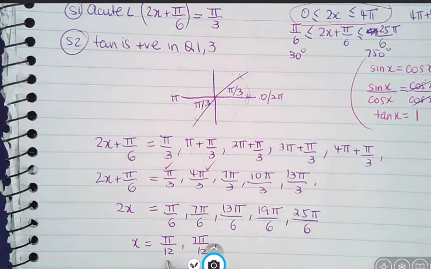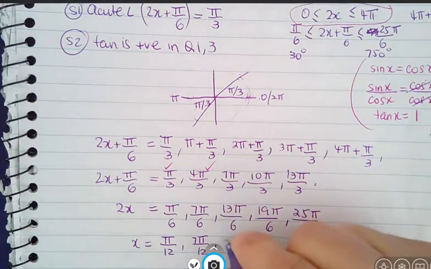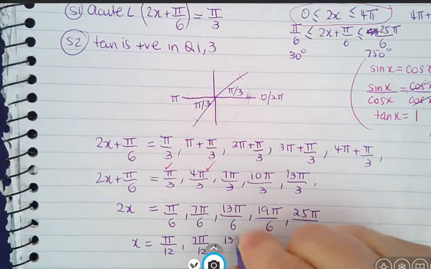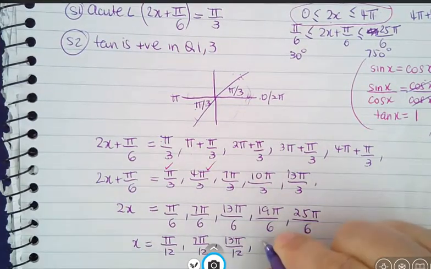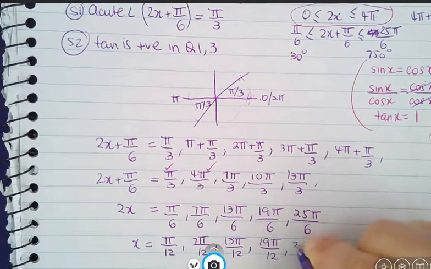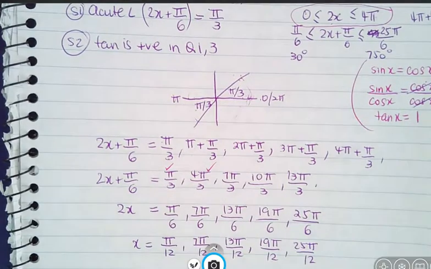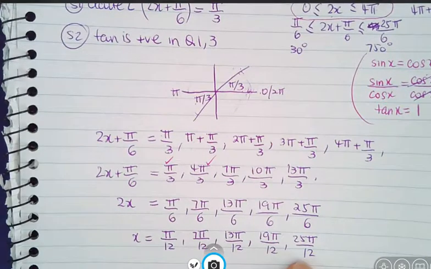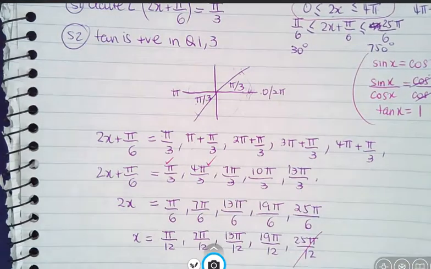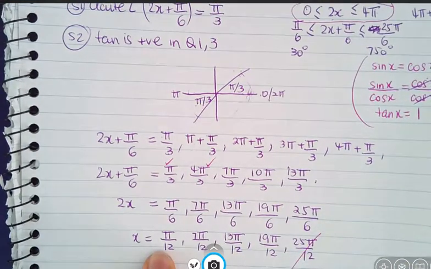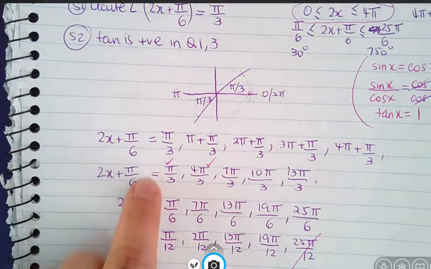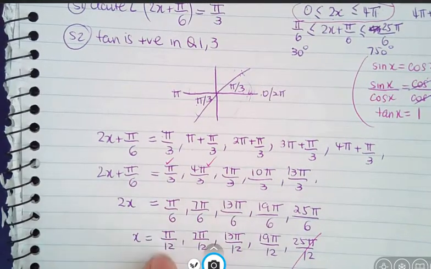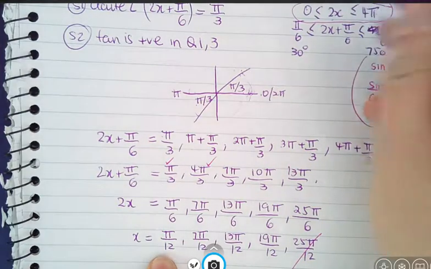I think it's too small. Wait. Keep going. 13 pi on 12. What's this? 19 pi on 12. 25 pi on 12. Now, that is bigger than 2 pi, do you think? 24 on 12 is 2. That's too big. It's out. Pi on 12, what's pi on 12? 15 degrees. That's okay. That's allowed. We're in.